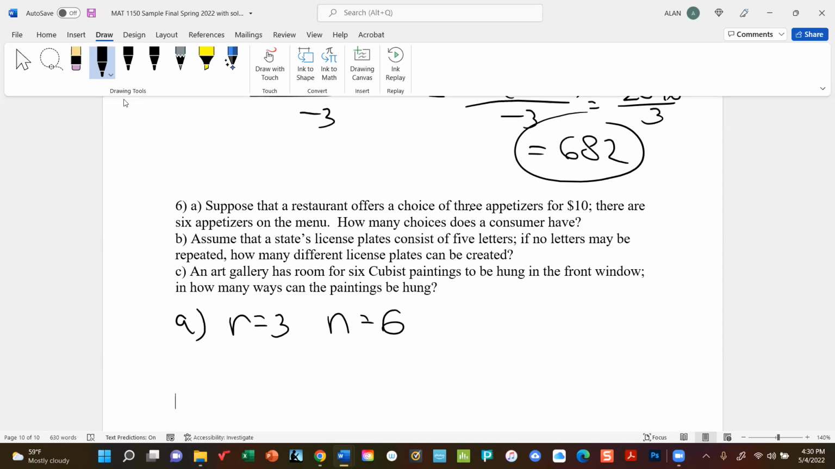The order in which we pick our appetizers doesn't really make any difference. So the number of choices that we have is equal to the number of combinations that we can create when we choose 3 out of 6. So this is nCr. The order doesn't matter.